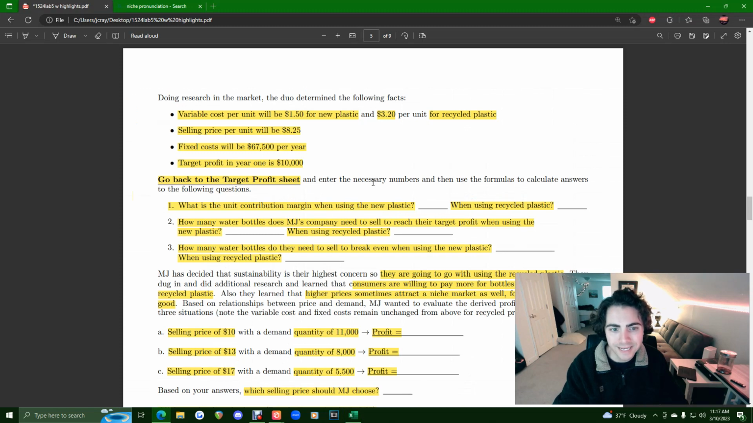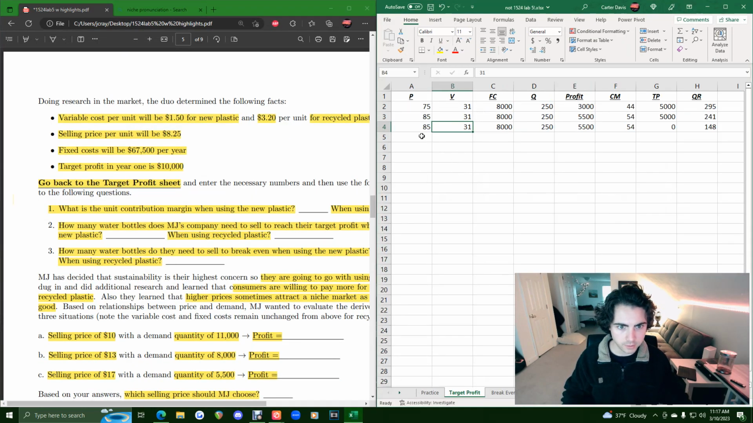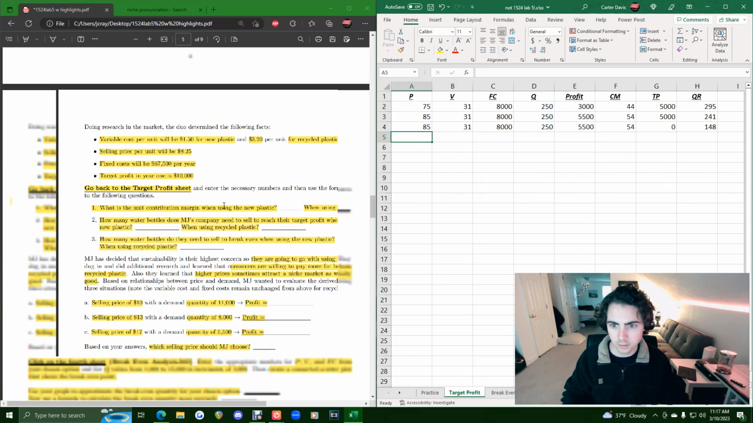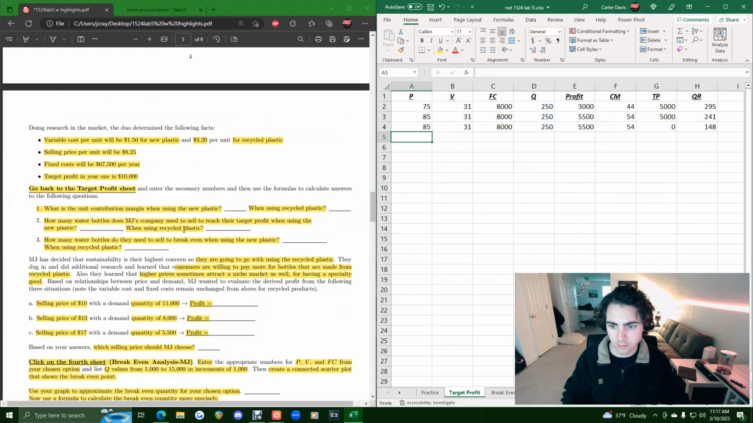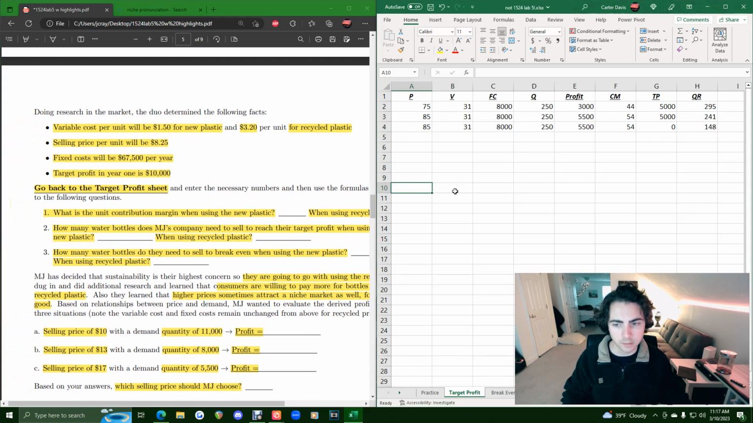Go back to target profit and enter the necessary numbers and use the formulas to answer the following questions. What is the contribution margin when using the new plastic? So let's go ahead and just enter the numbers we need here. We're going to just enter stuff for this. Do they tell us how far to go down or anything? I guess not. We're just going to start at, I don't know, 810.